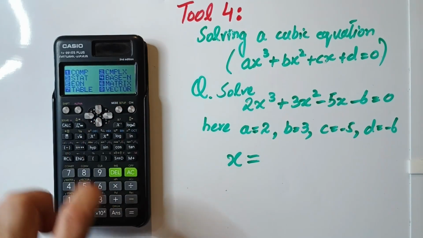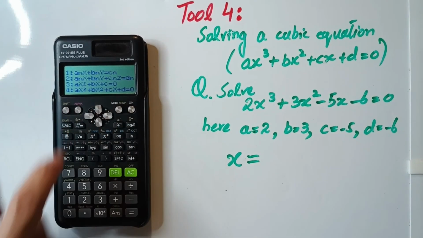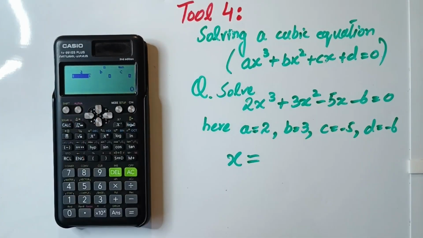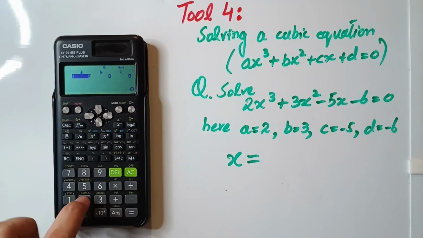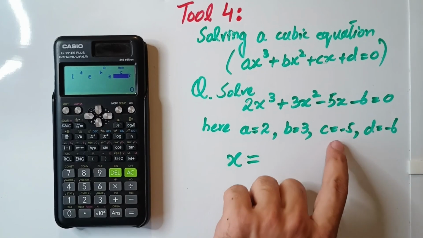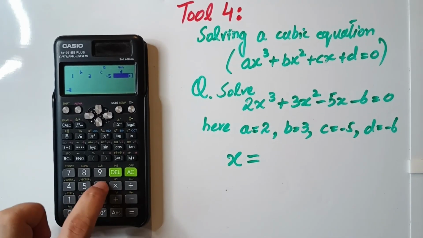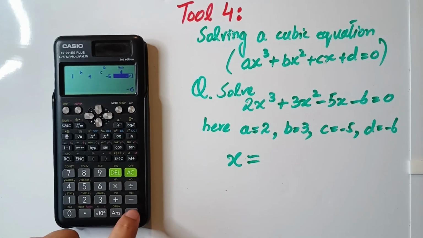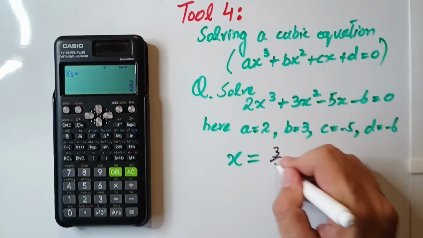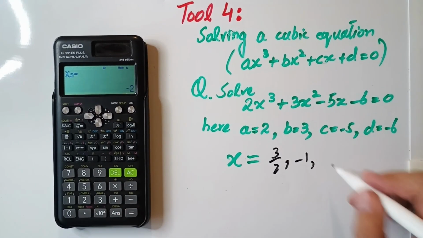First of all, press the Setup button, then press 5 which reads Equation, then press 4 which gives us the standard form of a cubic equation. Now it asks for the values of a, b, c and d. Here we can see that a is 2, press 2, then press equal to, input 3, then press equal to, next c is minus 5, input it and press equal to, d is minus 6, put it and press equal to once again, and you will get the first value of x, that is 3 upon 2. Press equal to once again, the second value is minus 1, and press it one last time to get the last value, which is minus 2.